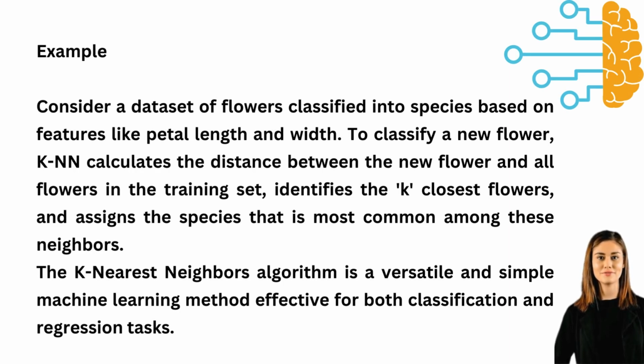Example: consider a dataset of flowers classified into species based on features like petal length and width. To classify a new flower, KNN calculates the distance between the new flower and all flowers in the training set, identifies the k closest flowers, and assigns the species that is most common among these neighbors. The K-nearest neighbors algorithm is a versatile and simple machine learning method effective for both classification and regression tasks.